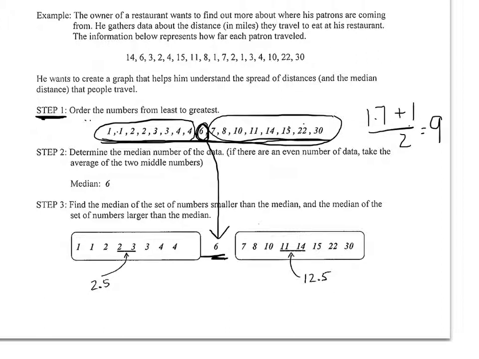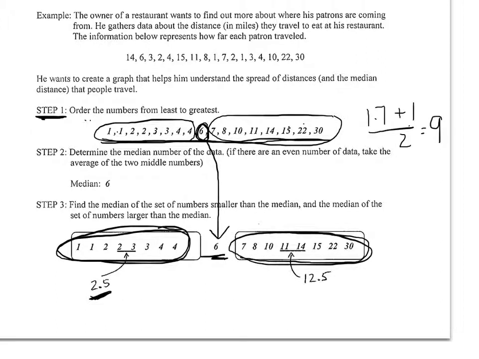We then find the median, or the middle of the bottom half, this half right here. So when we do that, we find out it's 2.5, right in the middle of 2 and 3. Then we find the middle of the upper half. Here's my upper half of numbers. I don't use 6 again, 6 is the middle. And we find out it's 12.5, right in the middle of 11 and 14.